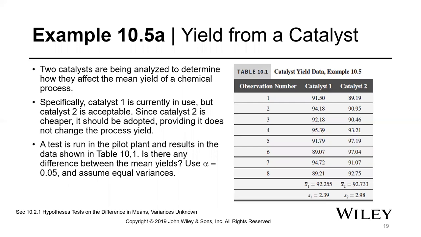So, hey, look, chemistry. We have two catalysts, and we're going to look at them to see how they affect the mean yield of a chemical reaction. I don't know why they say process, it's a reaction. Ugh. So, catalyst one is currently in use, and we're testing catalyst two to see if it's better. Or maybe we're checking to see if it's not different. So yes, when they're looking for different. So remember, everything is how you're asking the question. What is acceptable for my situation? Maybe catalyst two is a lot cheaper.